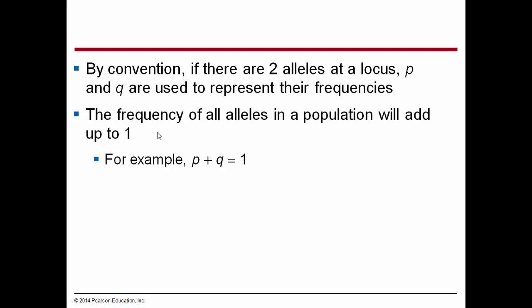By convention, there are 2 alleles at each locus. P and Q are used to represent their frequencies. The frequency of alleles in a population will add up to 1. So P equals the dominant allele and Q equals the recessive allele. And if we look at P and Q together, then necessarily they will add up to 1.